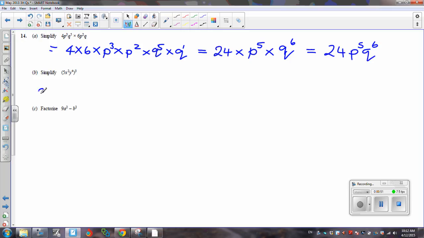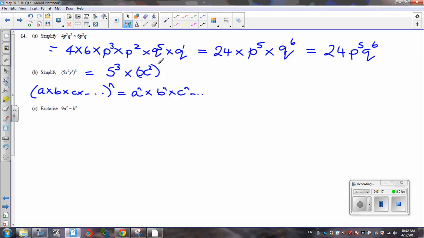Okay, next one here. It helps to remember, again, if you've got something like a times b times c times d, a load of things multiplied together in a bracket to a particular power, then you can do the first one to that power, multiplied by the second one to that power, multiplied by the third one to that power, and so on. So here, I can think of this as 5 to the power 3, multiplied by x squared to the power 3, now that has to go in a bracket, multiplied by y to the power 4 to the power 3. And now I'm going to use the laws of indices.